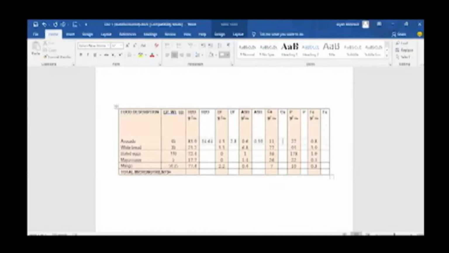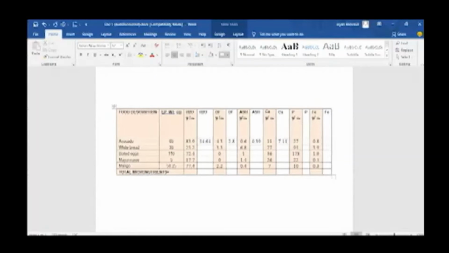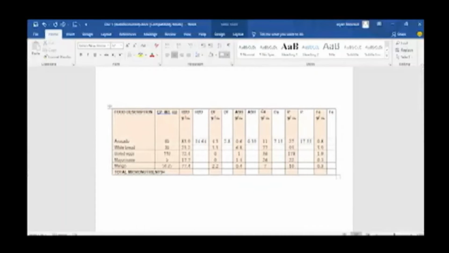Then 11 times 65 divided by 100 is 7.15. And 27 times 65 divided by 100 is 17.55. Then for iron, 0.8 times 65 divided by 100 is equal to 0.52.